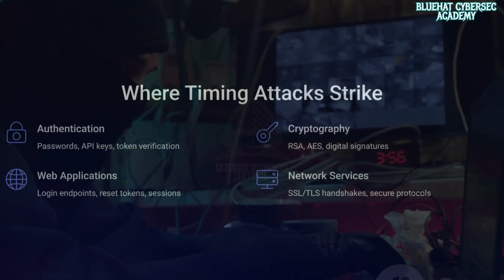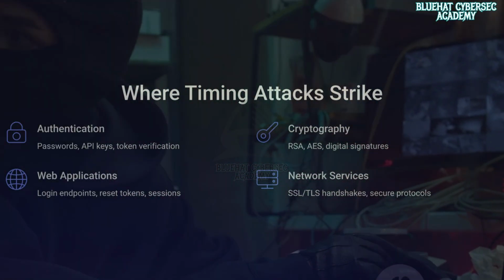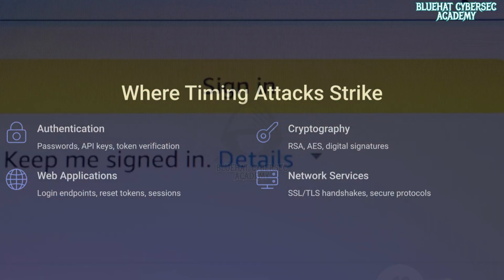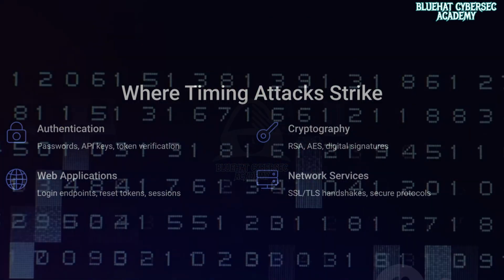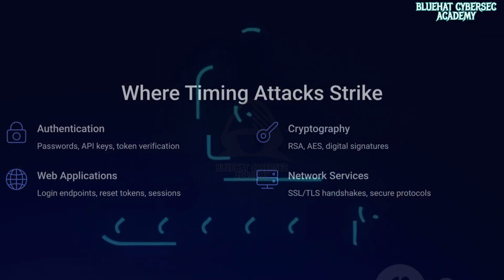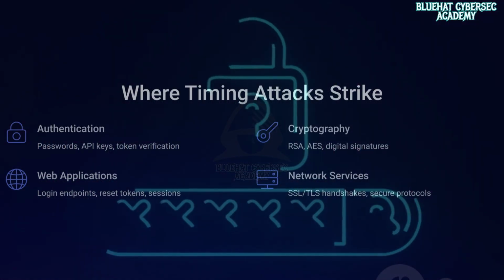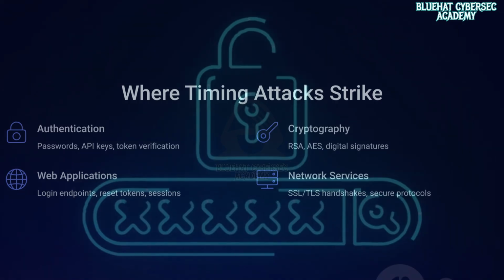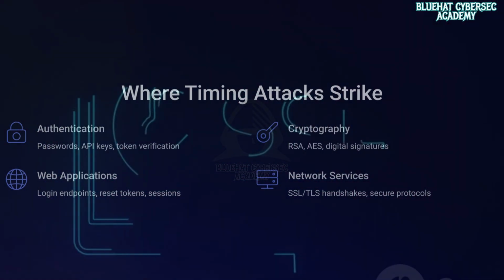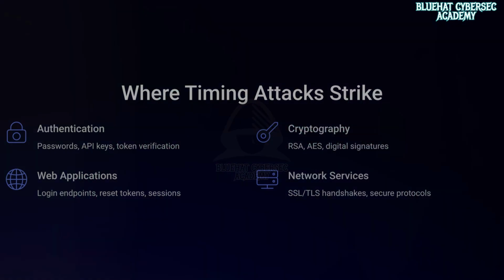So, now you might be wondering, where are timing attacks actually used? Well, they are especially dangerous in systems that handle sensitive operations. For example, in authentication systems, things like password comparison, API key validation, and token verification. In cryptography, it could be RSA implementations, AES operations, and digital signatures. In web applications, you'll find timing attacks targeting login endpoints, password reset tokens, and session validation. And not to forget, even in network services like SSL or TLS handshakes and secure communication protocols.